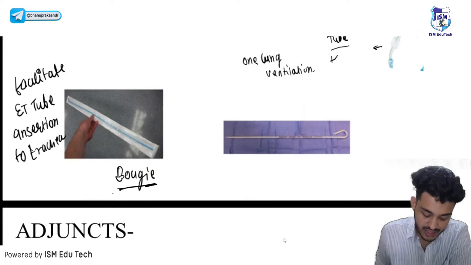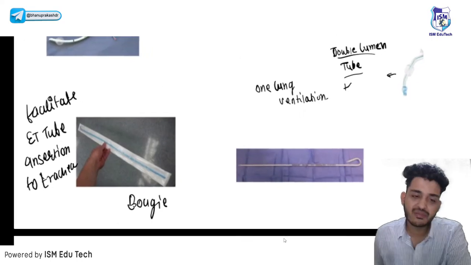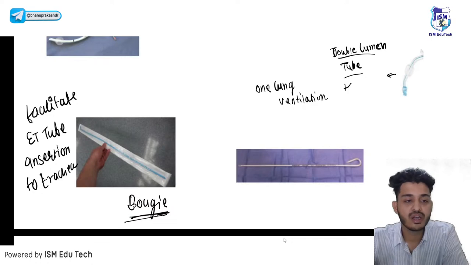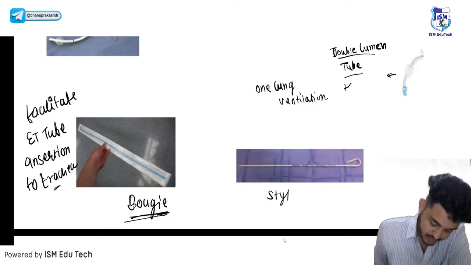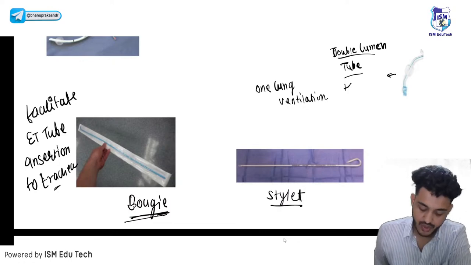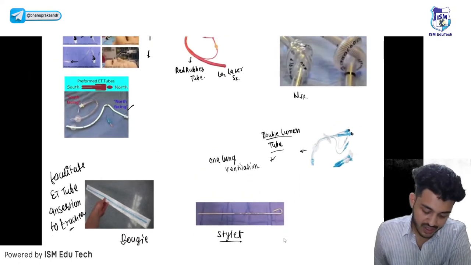This one is your bougie, guys. What it will do, it will facilitate the ET tube insertion. Okay, ET tube insertion. And this one is your stylet. Stylet and bougie. Are we done with this?